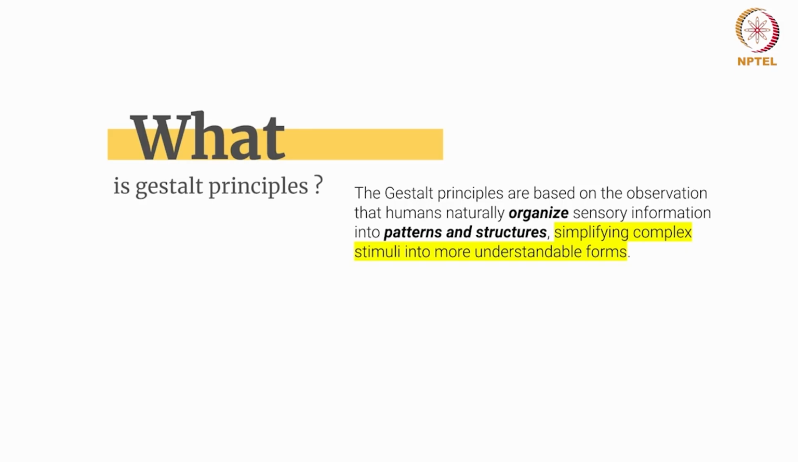So coming to the idea of what Gestalt's principles are. Gestalt's principles are based on the observation that humans naturally organize sensory information into patterns and structures, right? So again, simplifying complex stimuli into more understandable forms. This is important in how we organize sensory information into patterns and structures, simplifying complex stimuli into more understandable forms.